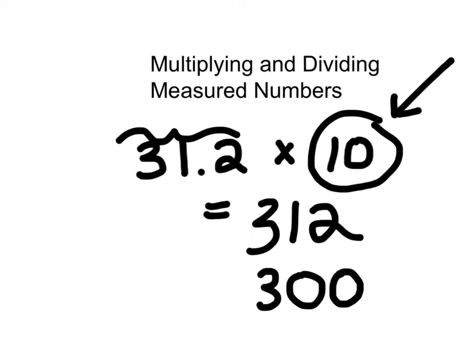And that may seem extreme to you, but what we're really saying is, hey, whatever measuring tool we used to get this 10 wasn't very good. We can't know more than this place for sure. So let's practice that idea. Remember, it's different than adding and subtracting. When you're adding and subtracting, you care about how many decimal places you have. When you're multiplying and dividing, it's how many sig figs you have.